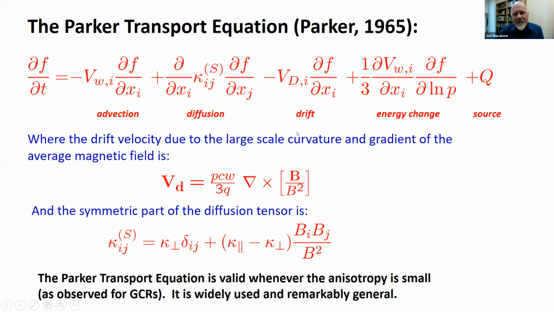The drift velocity that appears here actually has this explicit form. This was derived in a paper by Phil Isenberg and Randy Jokipii, and follows directly from the Lorentz force acting on charged particles. The diffusion tensor actually has components parallel and perpendicular to the field. This can also be derived.